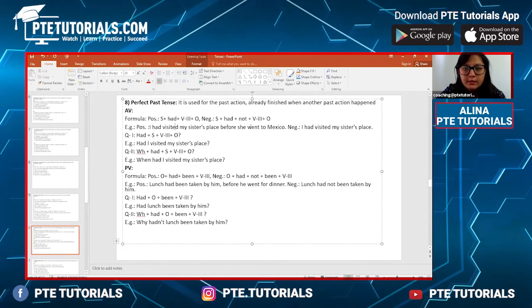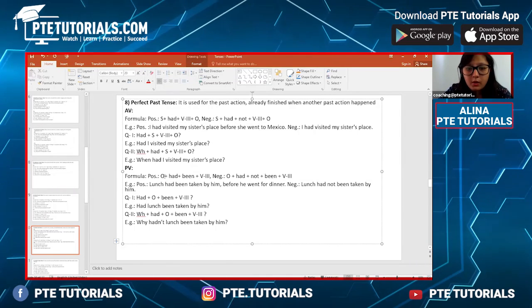So went, if you will see this sentence, she went to Chicago. This is simple past tense. So in perfect past tense, you can have another sentence which has the effect of past. So a past activity is finished. After that, another activity was started. Else you can say the past activity has the effect in past itself for the past event. Like that way you can just say. So had I visited my sister's place? When had I visited my sister's place? This is question 1 and 2 simply.